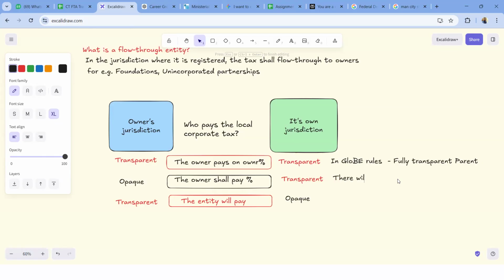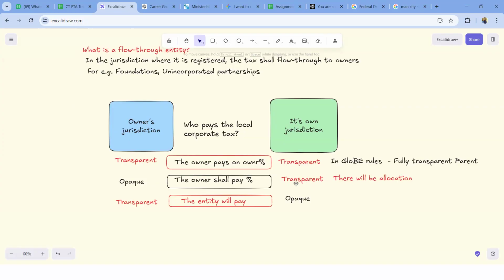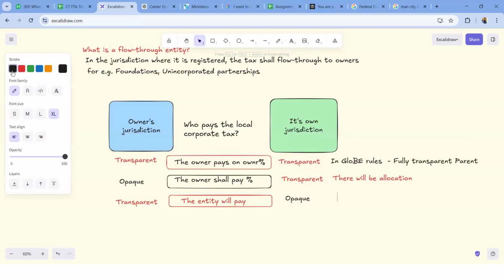There will be allocation, right? Are you getting it? We are just matching where income and taxes are. So in this case, definitely there would be allocation because income would be in the flow through entity, but taxes would be paid by the parent. Now in this scenario, what would be? You tell me. That means that you have really understood.